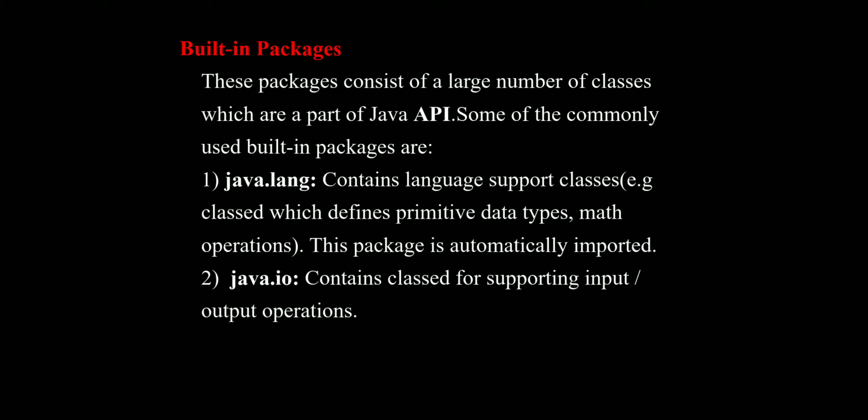Second one is java.io. It contains the classes for supporting the input and output operations. The first one is java.lang that contains the language supported classes, those are primitive data types and math operations. Second one is java.io, which contains the classes for supporting the input output operations.